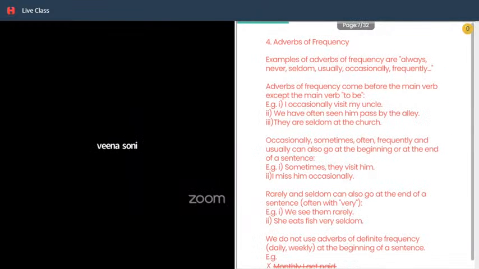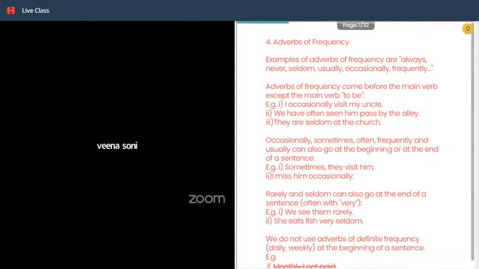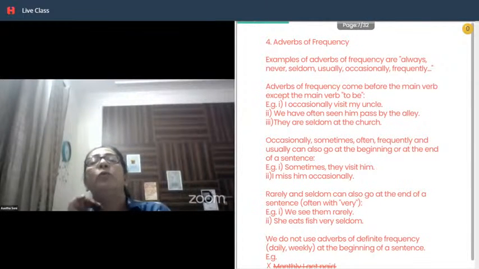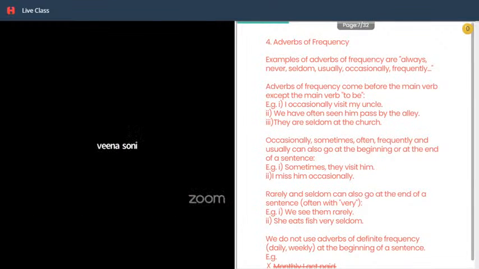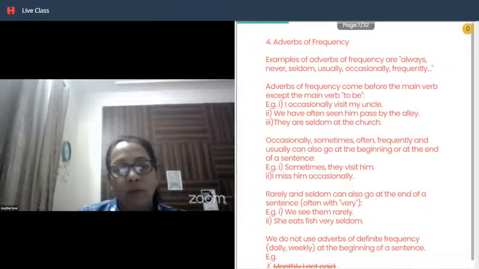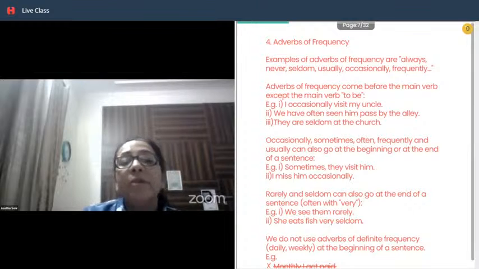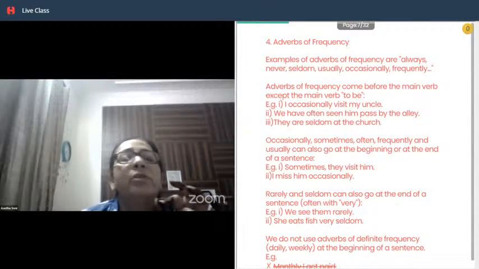But when we are dealing with adverbs of frequency, it will be just after the subject. That is the change, which is a very important part. I am running swiftly: after the verb, you have the adverb. But here, what is happening? Sometimes they visit him. I occasionally visit my uncle. What has happened? Just after I, you get the frequency word, occasionally.